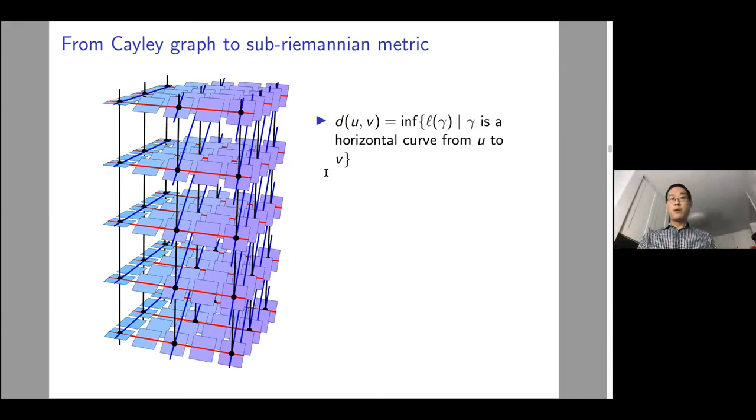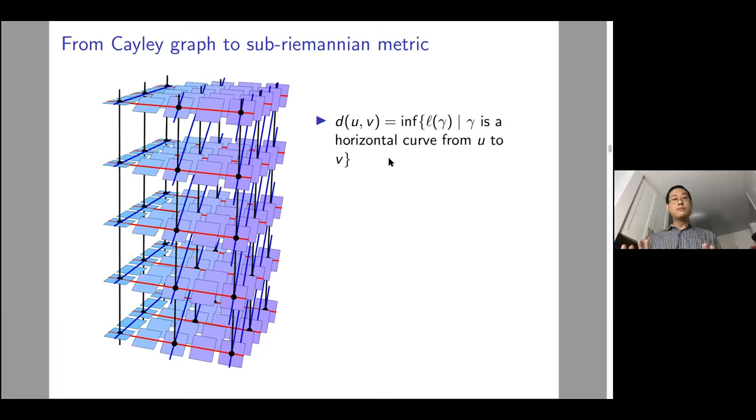At each point you have a horizontal plane, you have an inner product on that horizontal plane, and then the length of any vector that's not in that horizontal plane is infinity. So this gives you a way to measure the lengths of not every curve, but at least the curves that are tangent to the horizontal planes. You say that a curve is a horizontal curve if it is tangent to these horizontal planes. You can use the inner product to find the lengths of horizontal curves, and then you define the distance between two points in the manifold to be the infimal length of a horizontal curve connecting them.